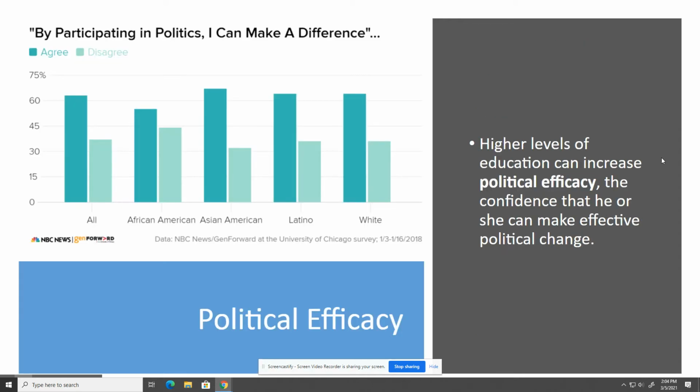Next is political efficacy. This is defined as one's belief that voting is an effective way to influence the world. A person with a strong sense of political efficacy is going to feel that their vote will make an impact. Higher levels of education can increase that political efficacy, or the confidence that he or she can make a political change. So if you believe that your vote is really going to count, that it really matters, then you're going to be more likely to participate in an election.